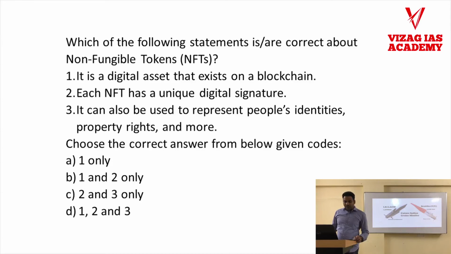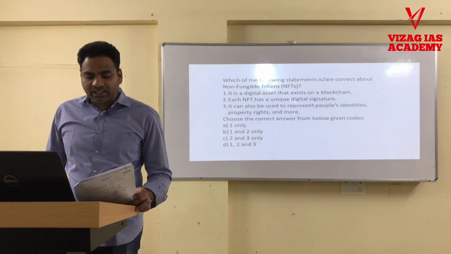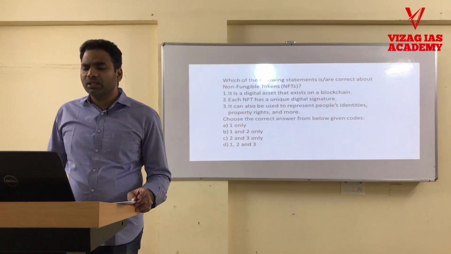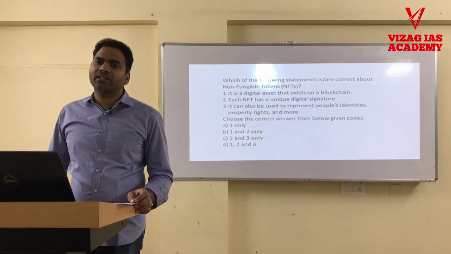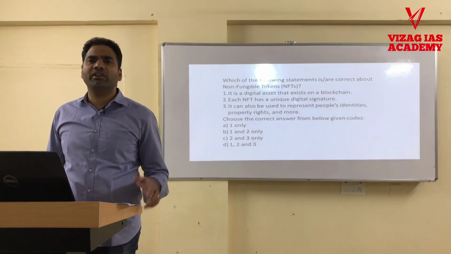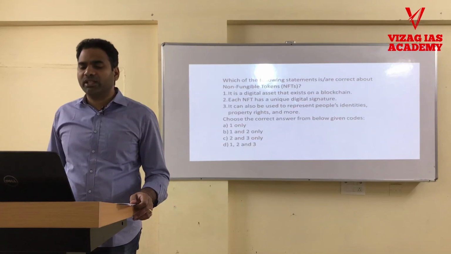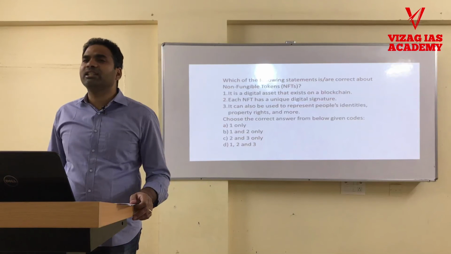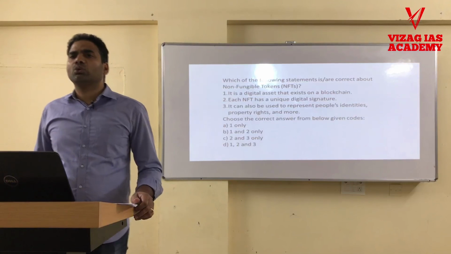Which of the following statements are correct about non-fungible tokens? It is a digital asset that exists on a blockchain. Non-fungible tokens exist on the blockchain, yes. It is again an application of blockchain technology. We have discussed there are a couple of applications. One application is NFTs on blockchain. Each NFT has a unique digital signature. Yes. This is just to stop fakes.